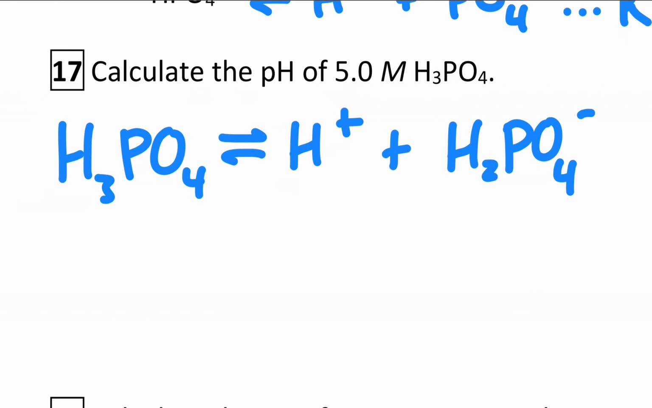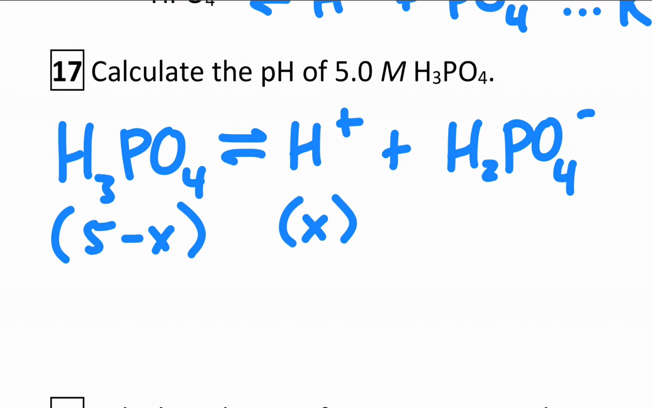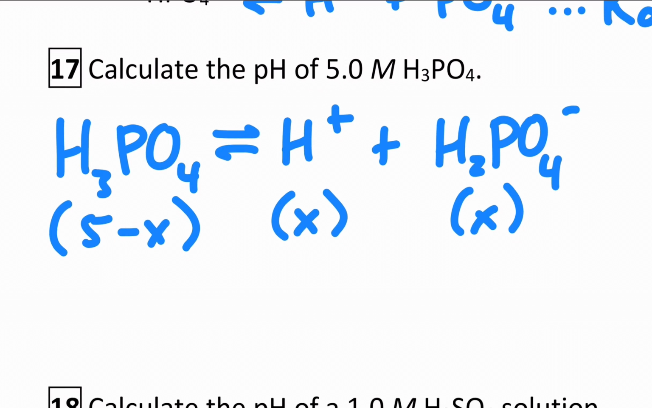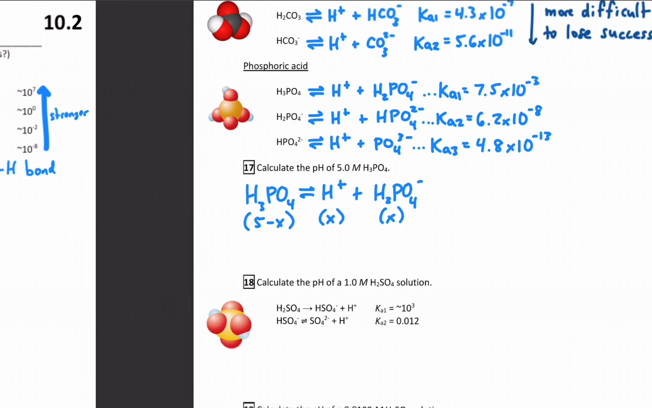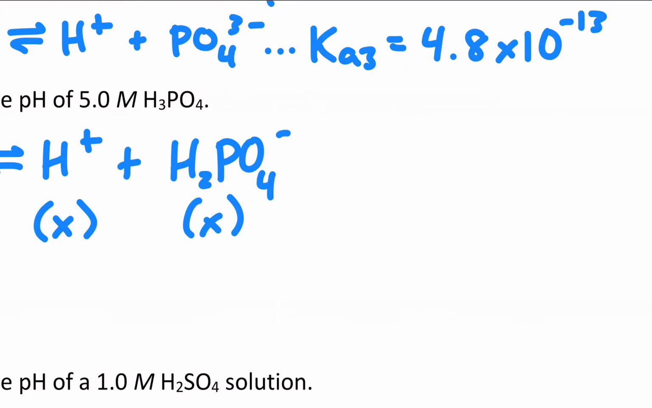And let's set up an abbreviated RICE chart. We have 5 molar of phosphoric acid. So I'm going to have 5 minus X of phosphoric acid. You'll create X hydrogen ions and X dihydrogen phosphate ions. But we're not done. We have 2 more successions after this.